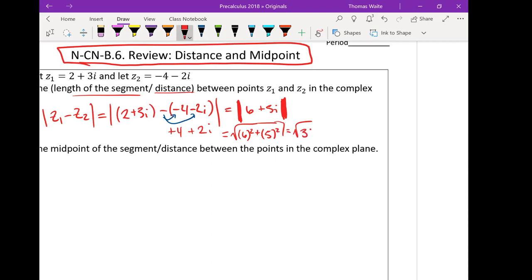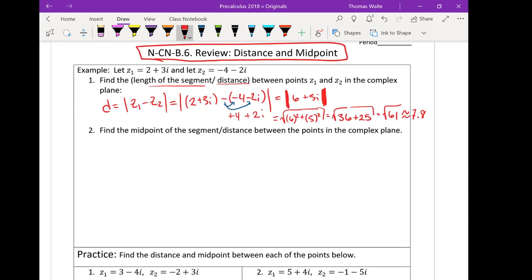That's going to be 36 plus 25, which is the square root of 61. You could leave it as the square root of 61, or you could write it as a decimal, which would be approximately 7.8. That's how we find distance. We have a formula, plug our points in, simplify. Pretty straightforward once we know the formula.